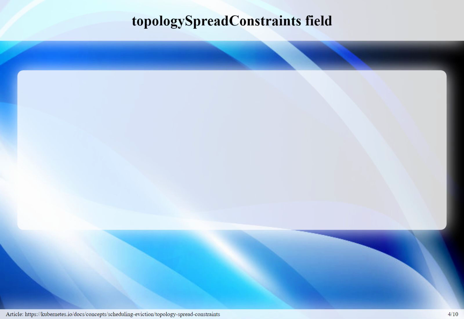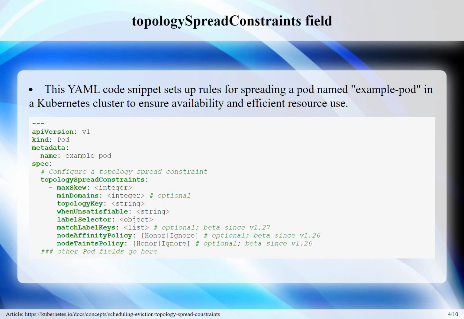Topology spread constraints field. This YAML code snippet sets up a topology spread constraint for a pod named example pod in the Kubernetes cluster. The constraint configuration includes parameters such as max skew, min domains, topology key, when unsatisfiable, label selector, match label keys, node affinity policy, and node taints policy. These parameters define how the pod should be spread across different failure domains within the cluster to achieve high availability and efficient resource utilization.